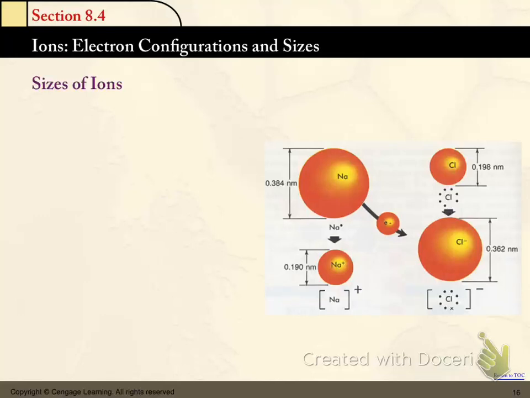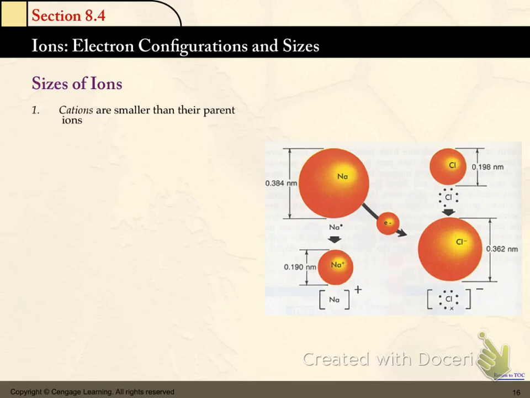All right, here we are in 8.4, ions, electron configurations, and sizes. Since we've already gone through electron configurations in the previous chapter, we're only going to focus on the sizes of ions in this particular section. So this is kind of like that question that I omitted from the last test that asked you to place the ions in order from increasing size. Well, here's the reason why ions are different sizes.